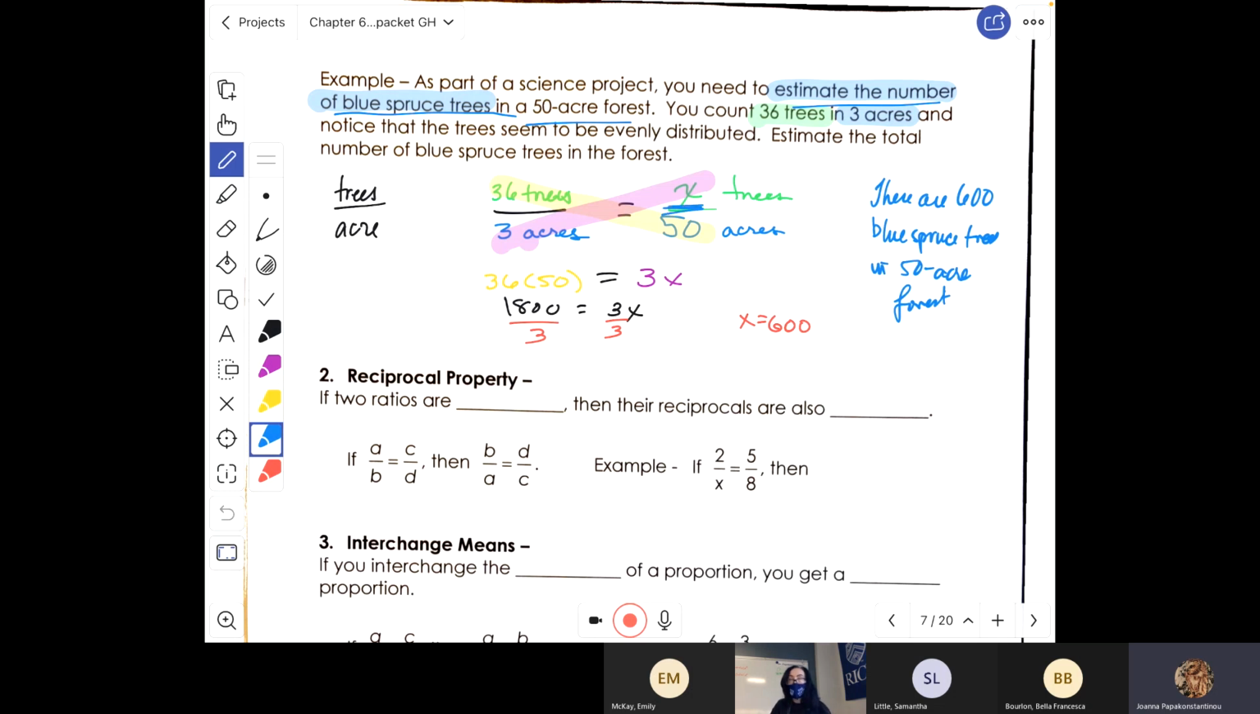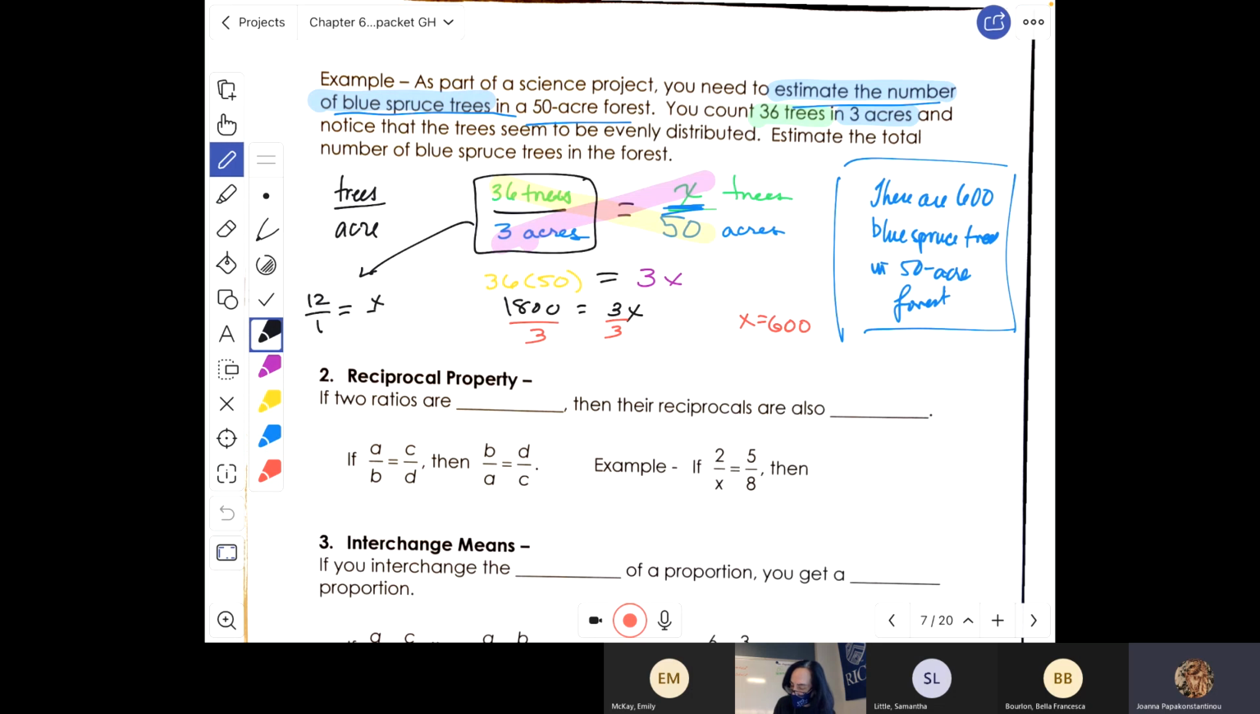Couldn't you have just simplified it to 12 over 1? Absolutely. That is fantastic that you noticed that. I could have taken this and said, okay, divide each of them by 3. And then I'd still multiply and I'd get X to be 600. Do you see why we're saying that there's 50 acres? Because if I were to reduce that, 600 over 50 would reduce to that 12 over 1.